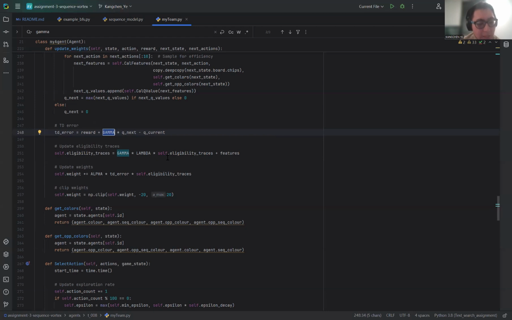If alpha were too large, the agent's policy would fluctuate widely as it encounters new experiences, potentially causing it to forget previously learned strategies. Conversely, if alpha were too small, the agent would learn extremely slowly and might not adapt quickly enough to changing game situations.